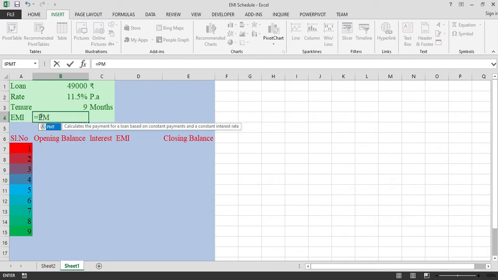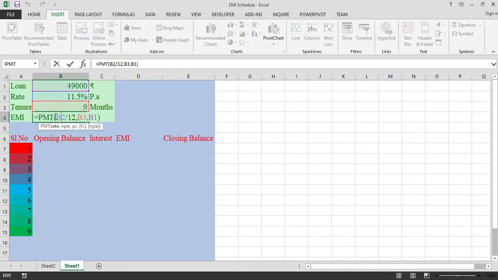So finding out the EMI, the formula is PMT. Rate is 11.5%. It has been given as the rate for 1 year, so if we want the interest rate for 1 month, let us divide it by 12, and per meaning the tenure. So tenure is 9 months and PV, or the present value, can be denoted as the loan amount. So loan amount is 49,000. Close the bracket.